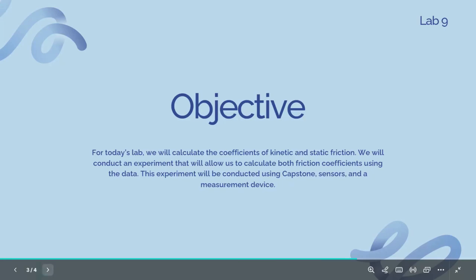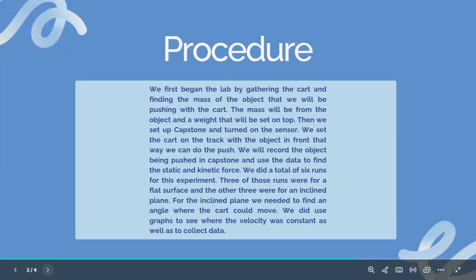For the procedure, we first began the lab by gathering the cart and finding the mass of the object that we will be pushing with the cart. The mass will be from the object and a weight that will be set on top. Then we set up Capstone and turn on the sensor. We set the cart on the track with the object in front, that way we can do the push. We will record the object being pushed in Capstone and use the data to find the static and kinetic force.